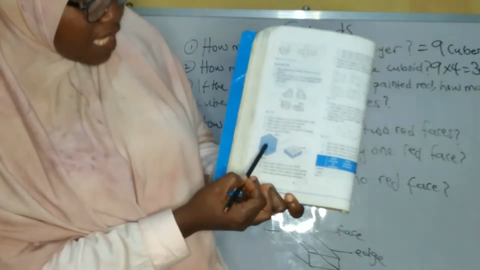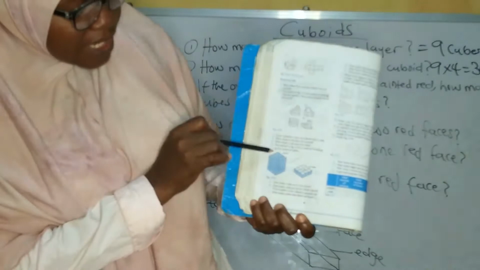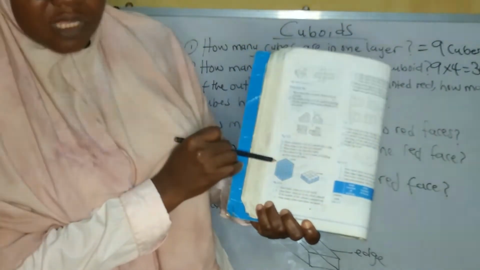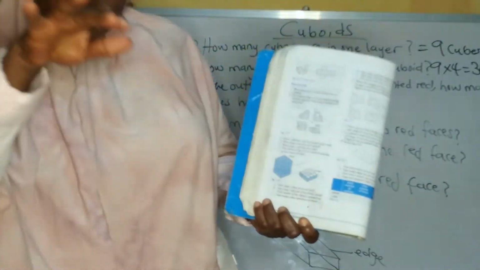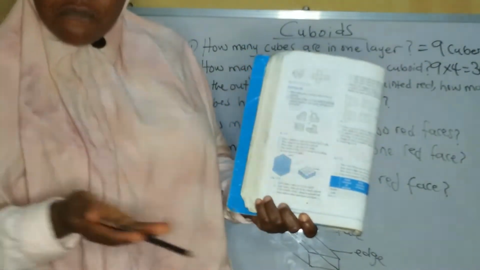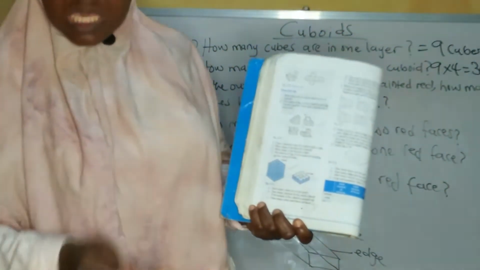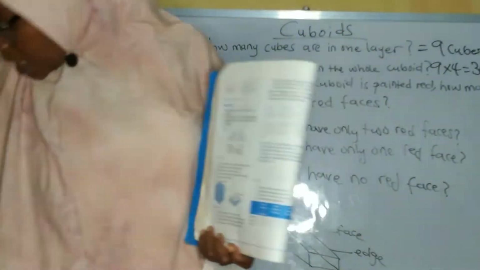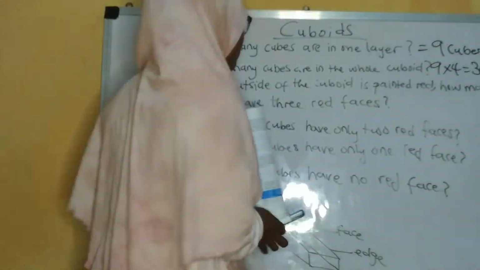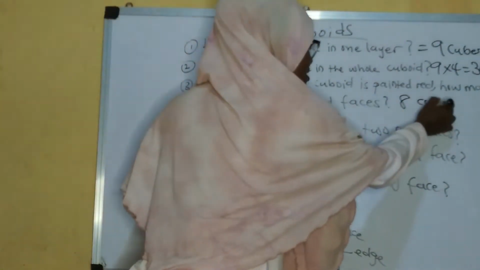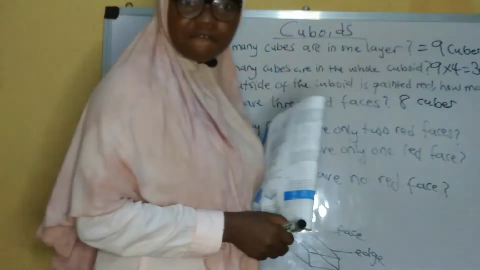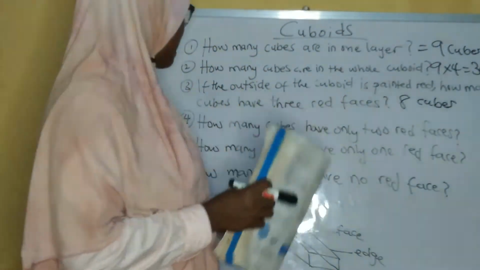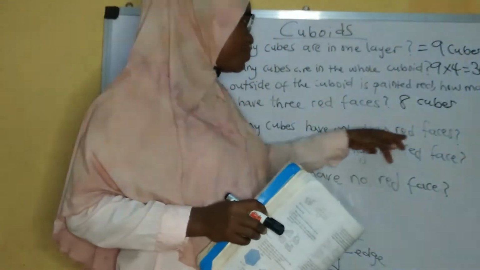So we have one here, another one here too, another one at this corner here, another one at this corner to make 4. So if you have 4 altogether up, definitely down two will have 4, and 4 times 2 is going to be 8. So altogether we have 8 cubes that have 3 red faces. Now the next question is this: how many cubes have only 2 red faces?